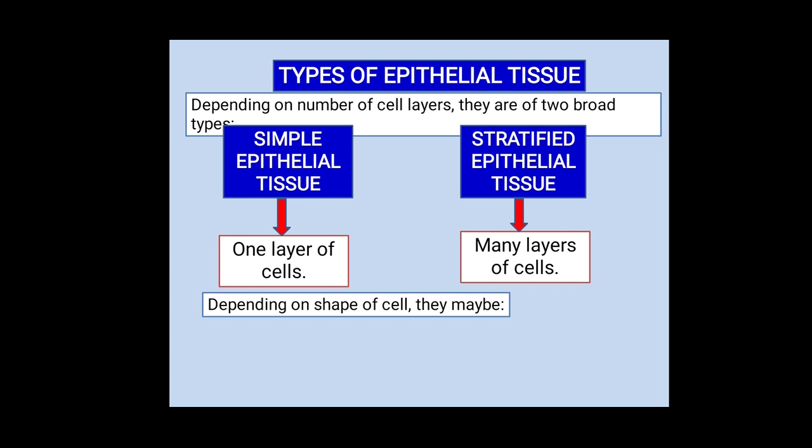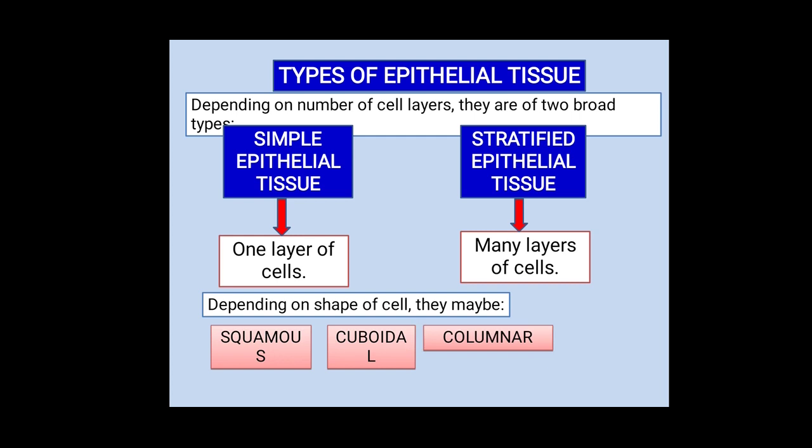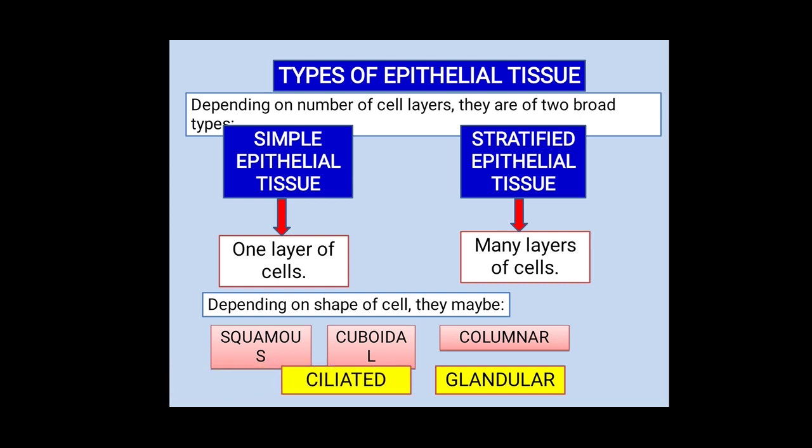So, depending on the shape of cell. Layers are done, now the shape. What kinds of shapes can cells have? There can be squamous, there could be cuboidal, or there could be columnar. In addition to that, you have some special types of epithelial tissue, which are glandular, and some are also ciliated. So now let us look at some of them.